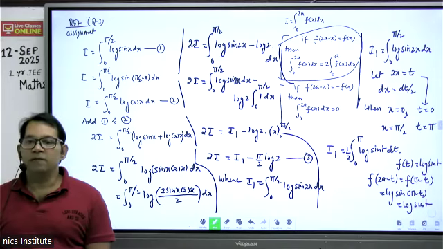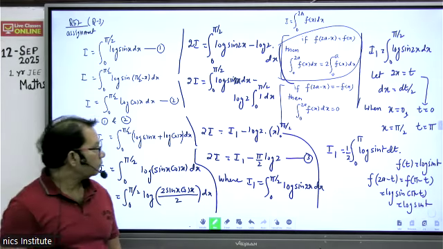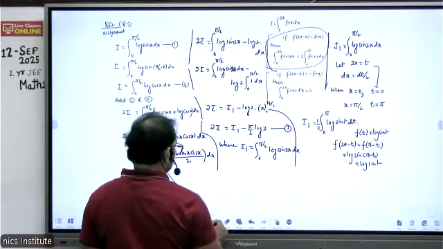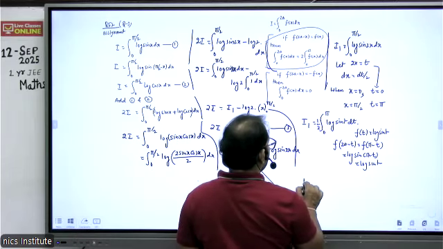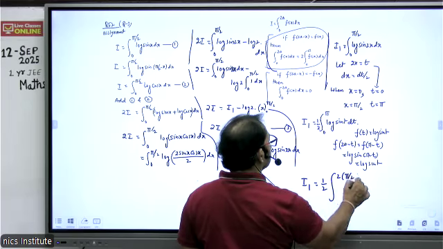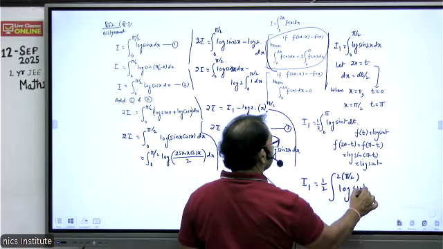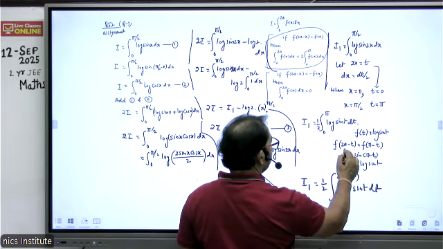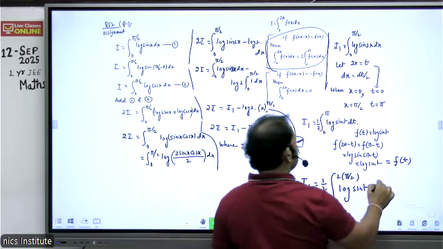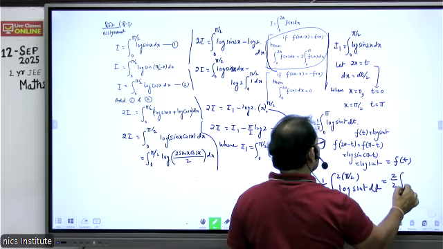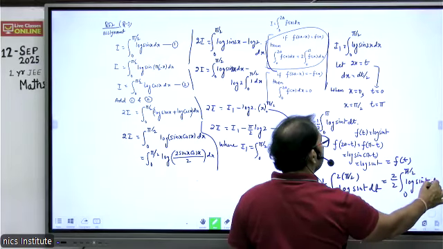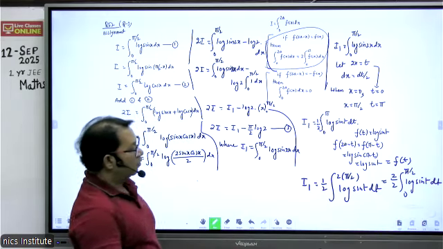Pi is basically 2a. So this I1 you can write as 1 by 2, 2 into the integral from 0 to pi by 2 of log sin t. Since f of 2a minus t is equal to f of t, this 2 will come out over here. It will be 2 by 2, 0 to pi by 2 log sin t dt. So 2 and 2 will cancel.